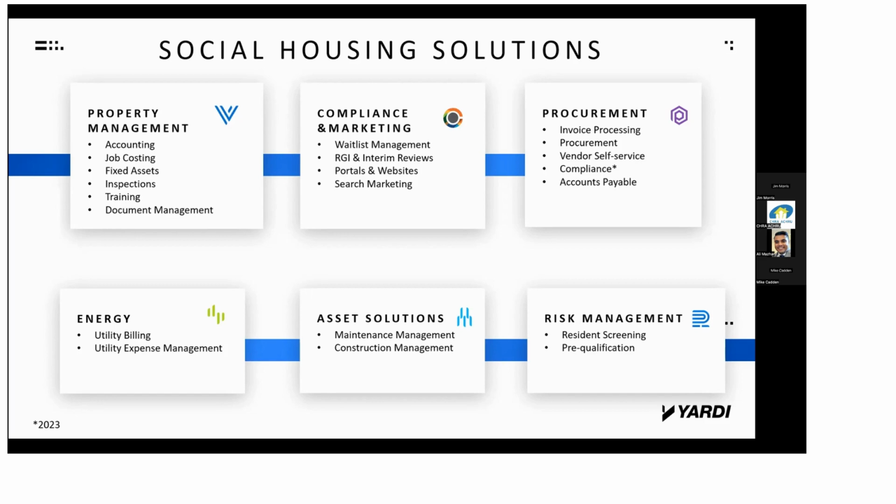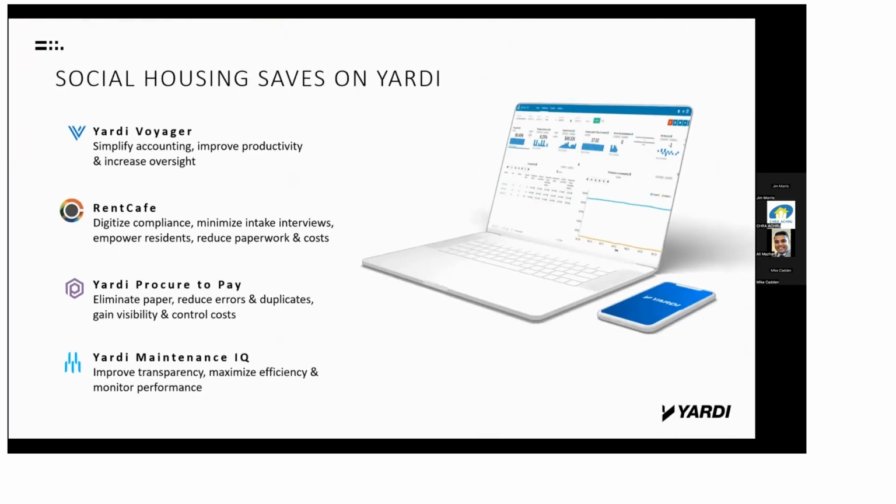Our most common products on how social housing saves on Yardi is these 4 key components. Our clients are adopting very heavily this Yardi Voyager platform to simplify accounting, to improve productivity and increase oversight. They are utilizing Rent Cafe to digitize compliance. They are using it to help their residents empower themselves to submit work orders and to submit ad hoc payments. Our clients are using Yardi Procure to Pay to eliminate paper, to automate approval workflows, reduce errors, and to help gain overall visibility in control costs.